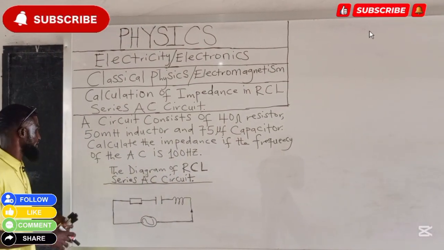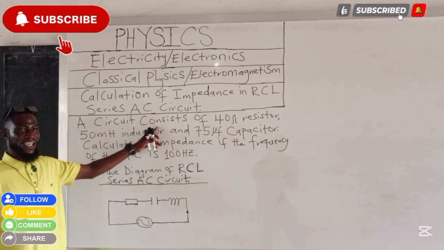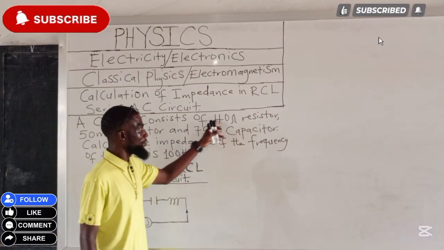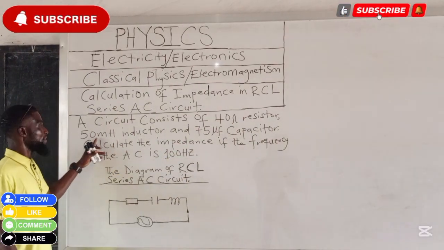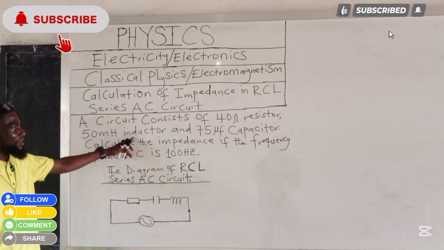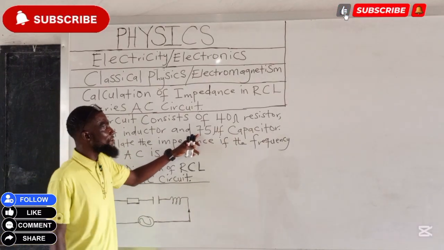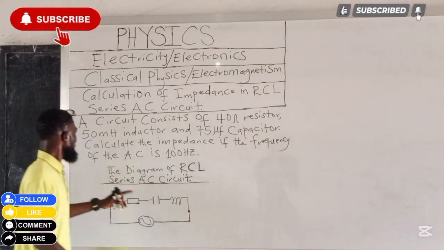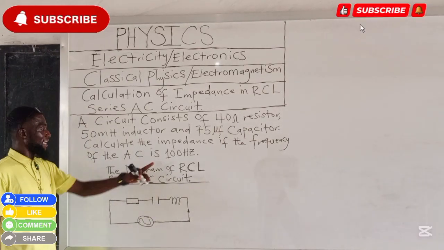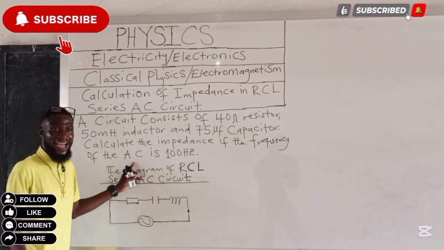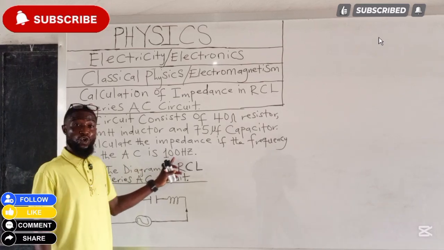And our problem is: a circuit consists of a 40 ohm resistor, a 50 millihenry inductor, and a 75 microfarad capacitor. Calculate the impedance if the frequency of the AC alternating current is 100 Hz.